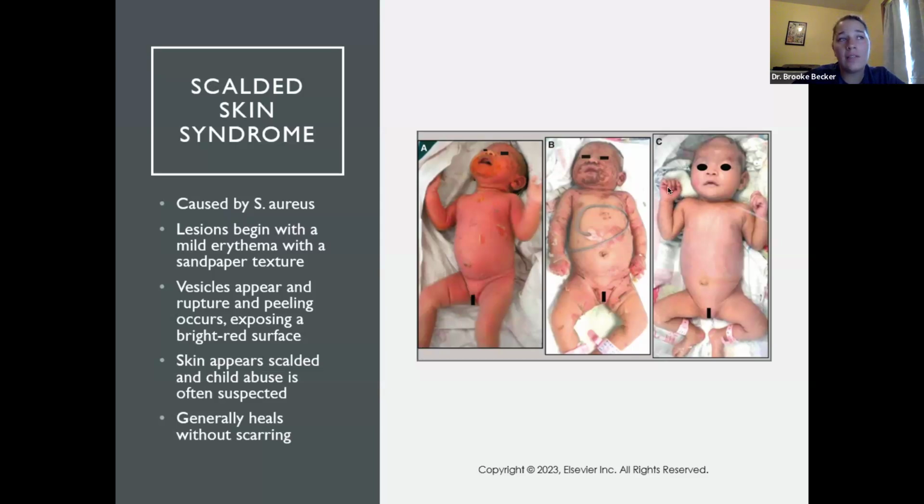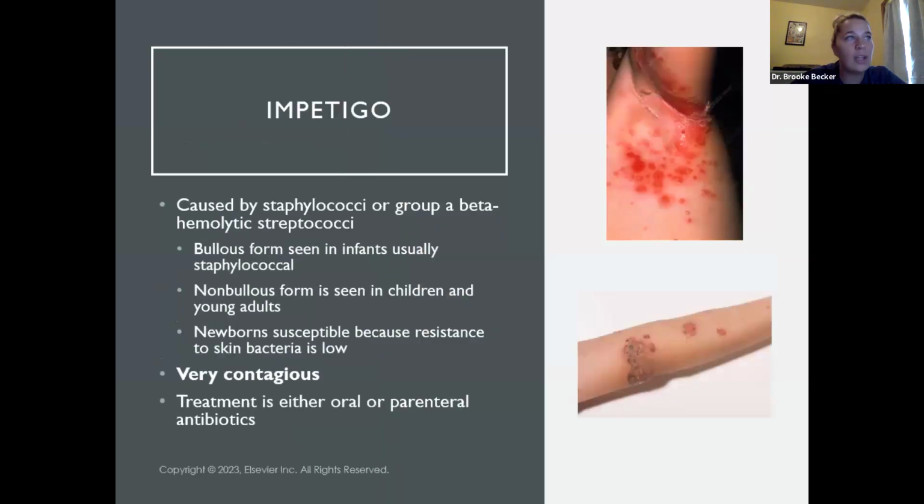A lot of times you get concerned about burns or things like that with kids with scalded skin. Like, is this child abuse? Were these burns and not the staph infection that are causing this? And then actually, surprisingly, even with all of this terrible peeling and redness and irritation, the skin a lot of times resolves and improves without any issues. They don't have a lot of scarring after the fact.